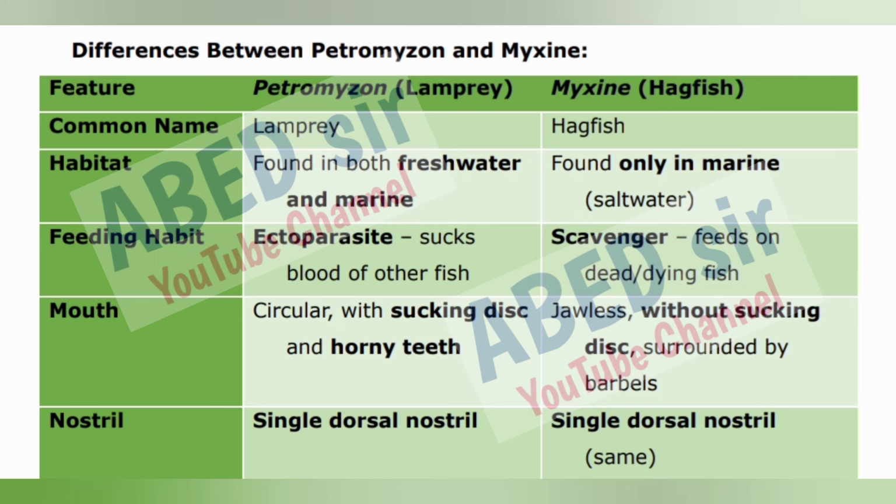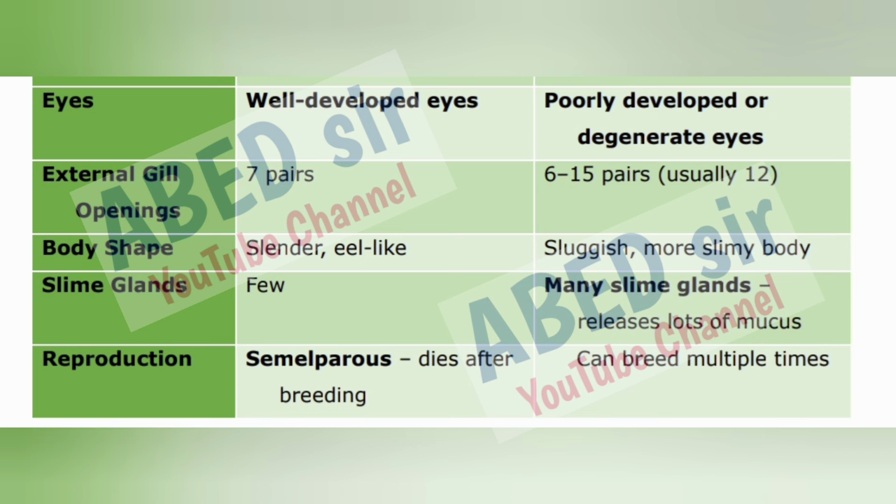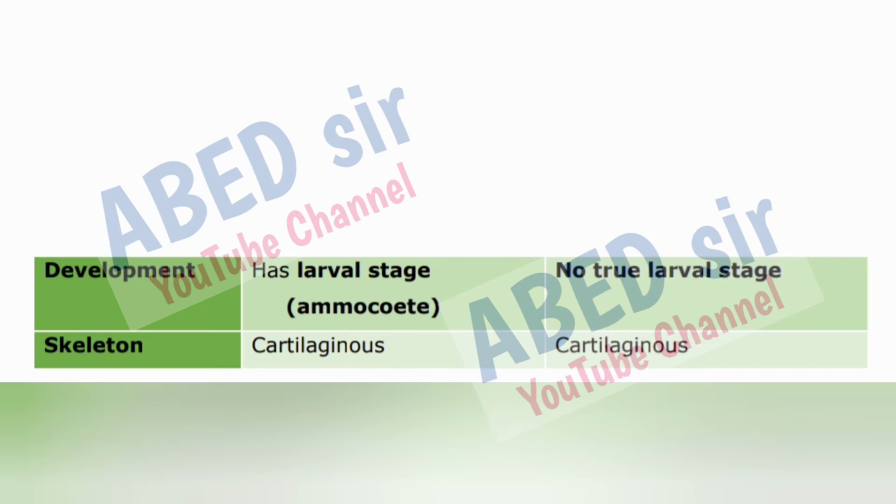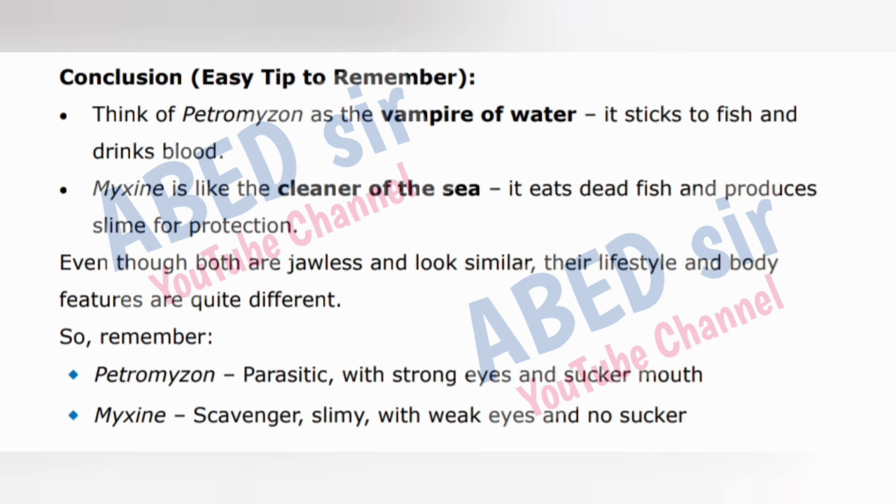Nostril: single dorsal nostril in both, same. Eyes: well developed eyes; poorly developed or degenerate eyes. External gill openings: 7 pairs; 6 to 15 pairs, usually 12. Body shape: slender, eel-like, sluggish; more slimy body. Slime glands: few; many slime glands, releases lots of mucus. Reproduction: semelparous, dies after breeding; can breed multiple times. Development: has larval stage, ammocoete; no true larval stage. Skeleton: cartilaginous in both. Conclusion: easy tip to remember.